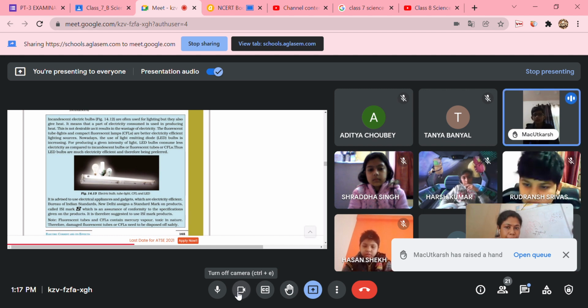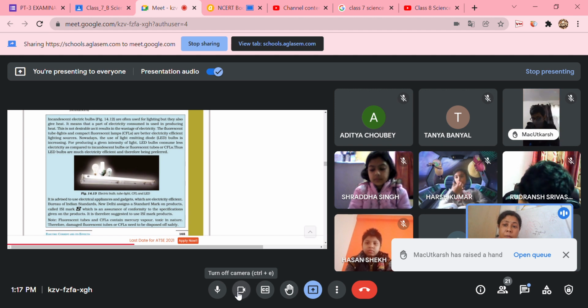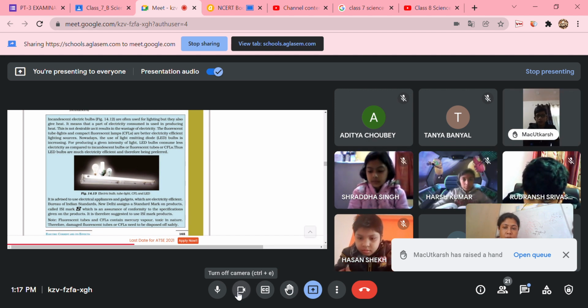LED bulbs give 90% light and 10% heat. What we need from a bulb is just the light, not the heat. So it is much more cost effective than the normal incandescent bulb. That is why normal bulbs have been replaced by LED bulbs. Okay, clear? Next, Utkarsh, continue.